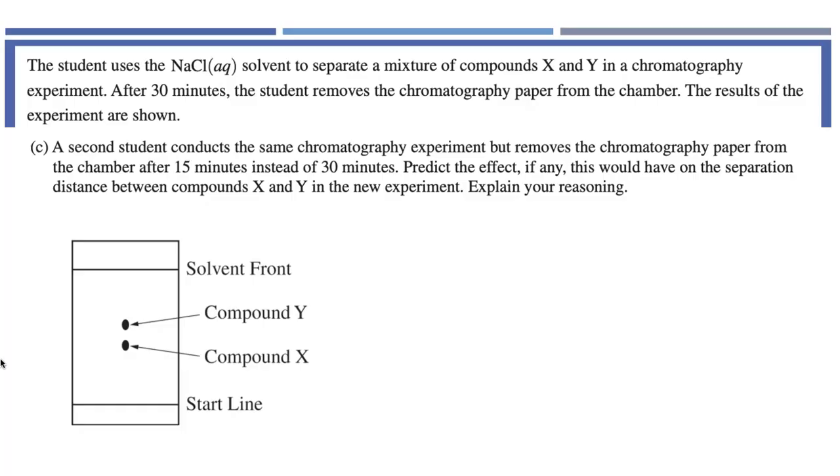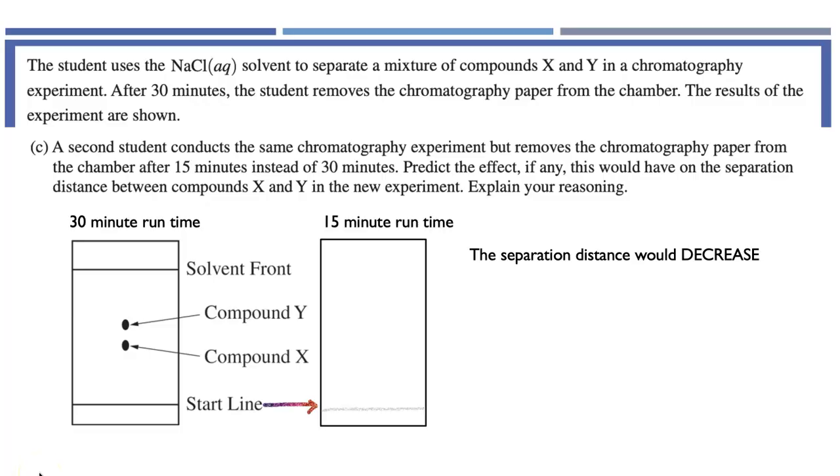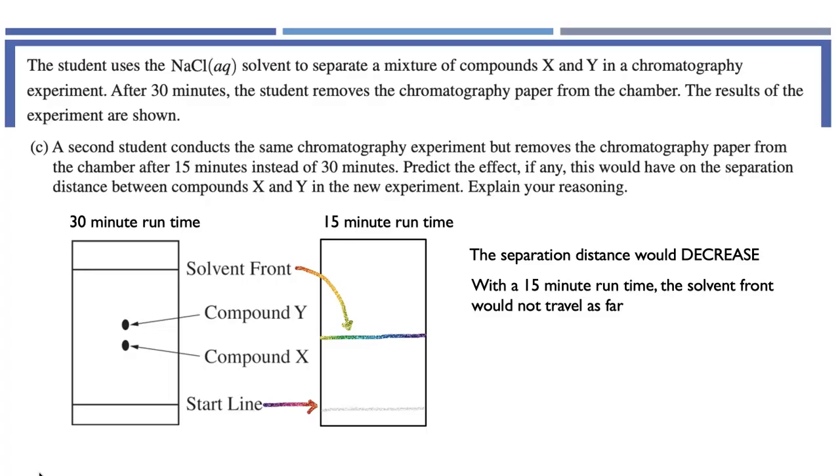So this is one of those questions where you need to make a claim and then back it up. The original experiment that we were shown was the 30-minute runtime. If the experiment only runs for 15 minutes, I'm going to make the claim that the separation distance would decrease. How do we know that? How can we back that up? If I have a 15-minute runtime, the solvent front is not going to move as far. Let's say it only moved half as far.